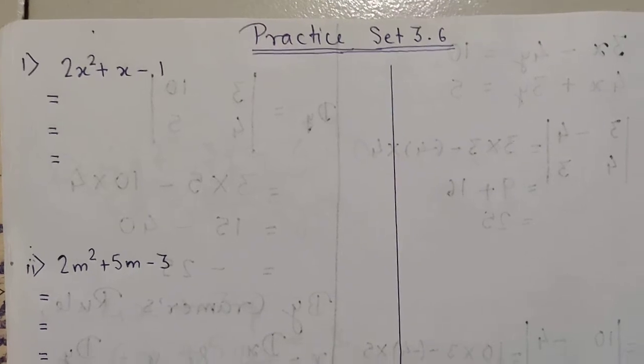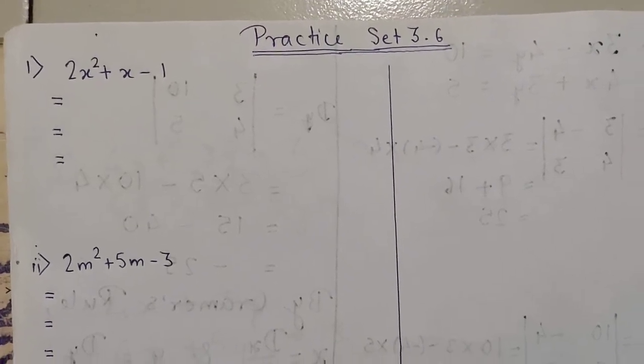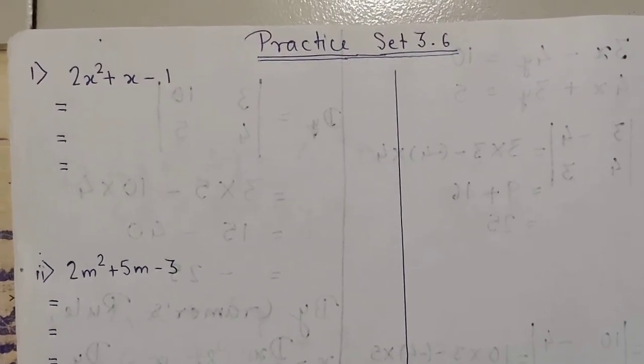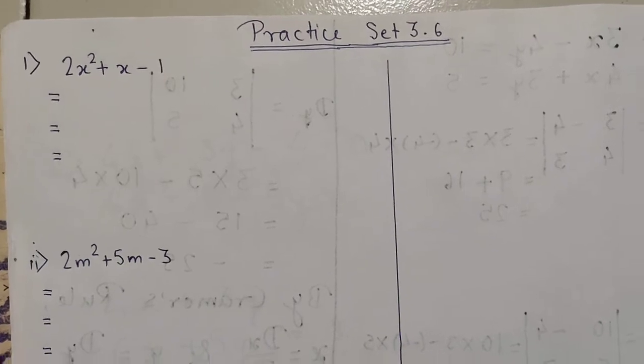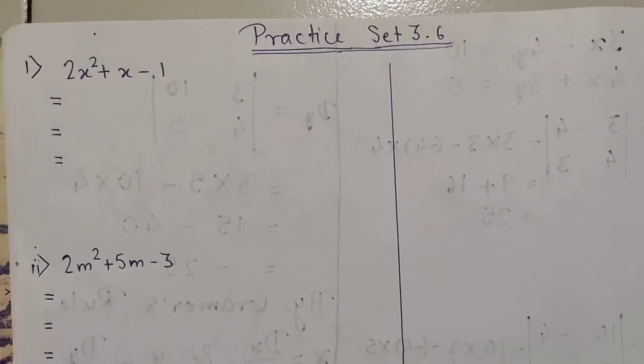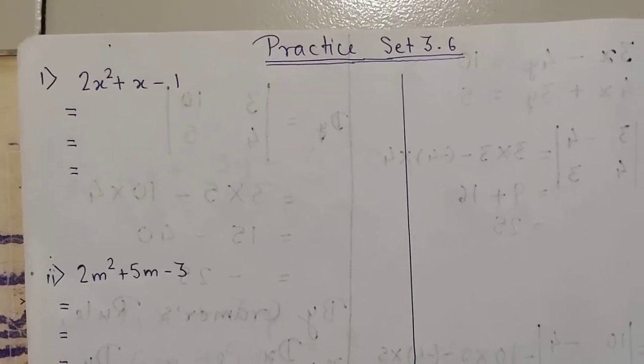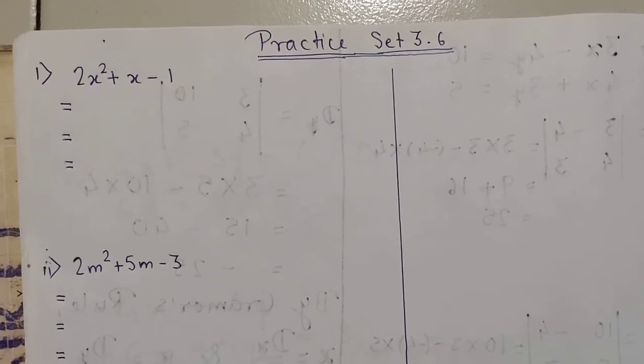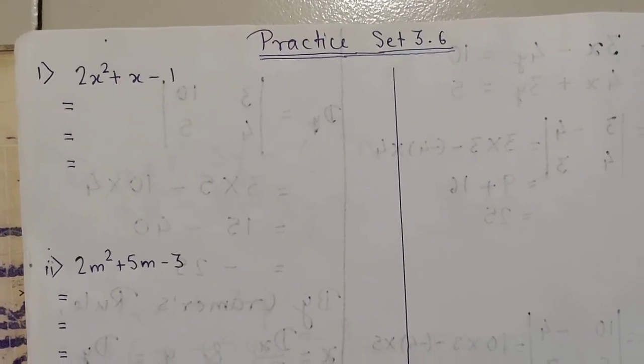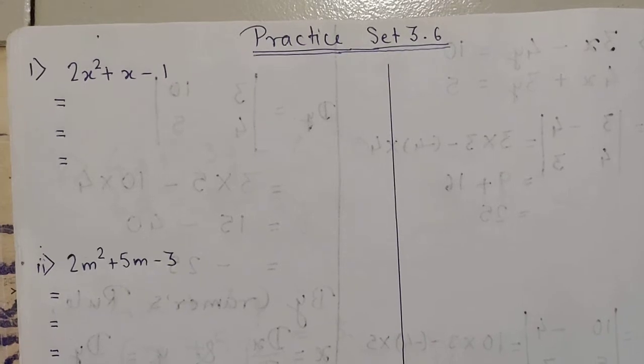So let us see the first question of practice set 3.6. In this question you need to find out the factors of the polynomials. So let us see the first question. Your first question is 2x square plus x minus 1.